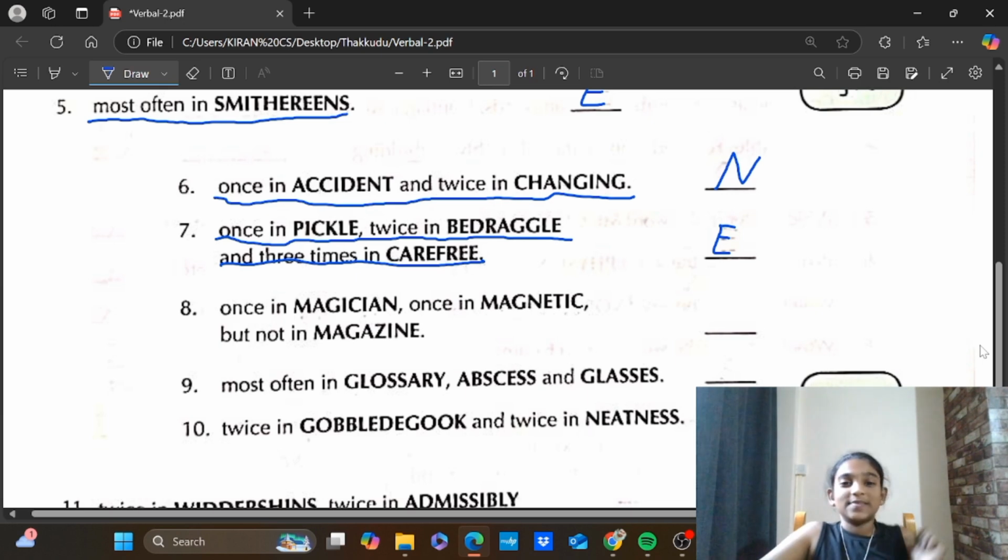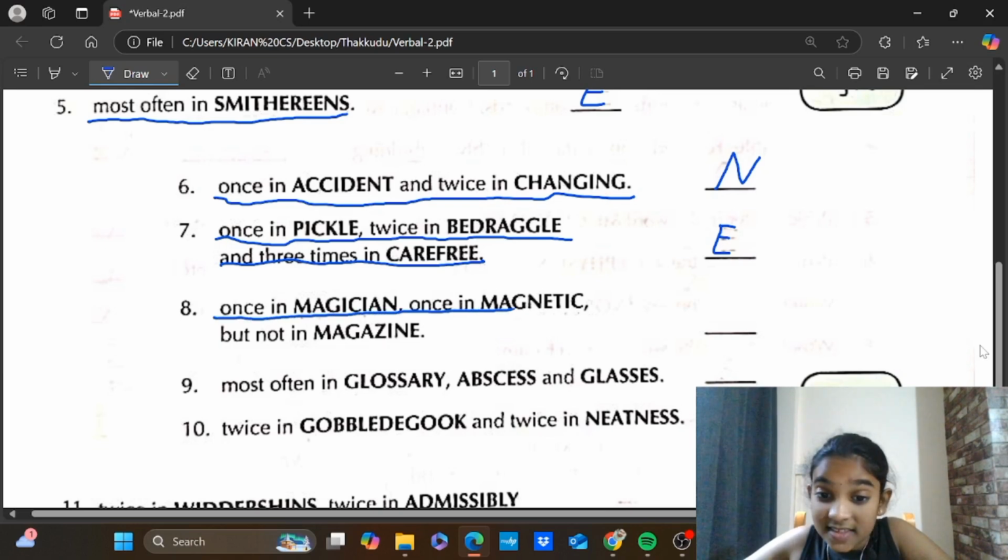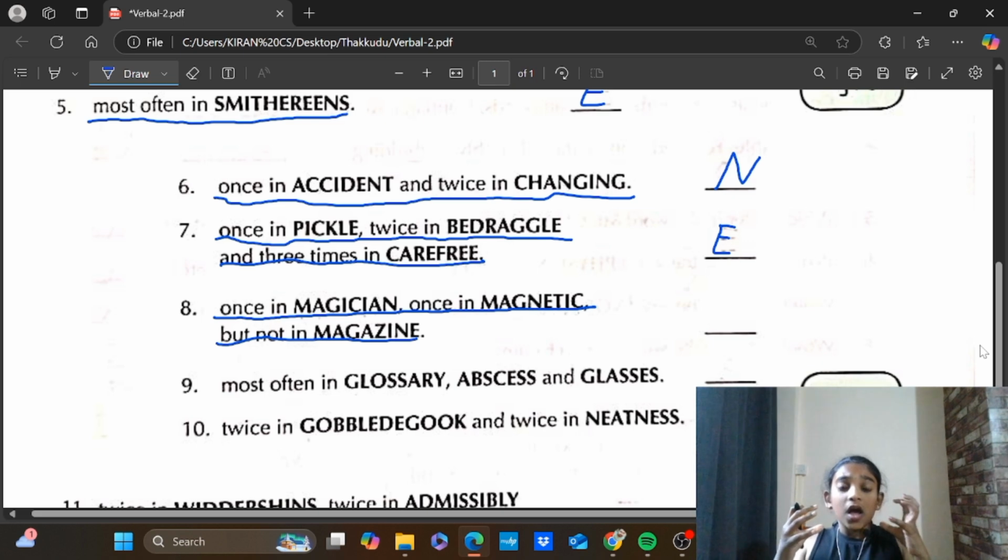Okay, so let's move on to the next question. Next question is once in the first word, once in the second word, but not in the third word. So we need to find one letter from the first word once, and another letter from the second word once, but not in the third word. Okay? So M, does it come once?